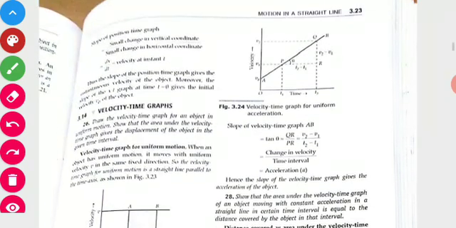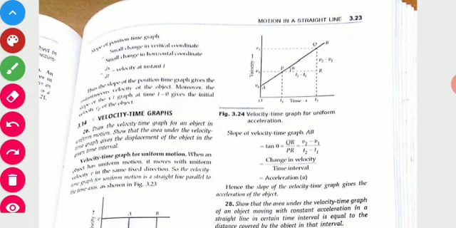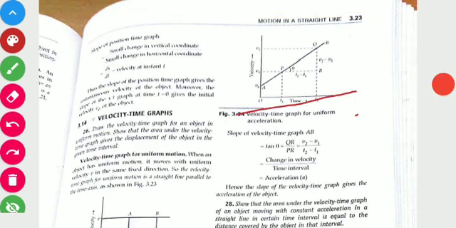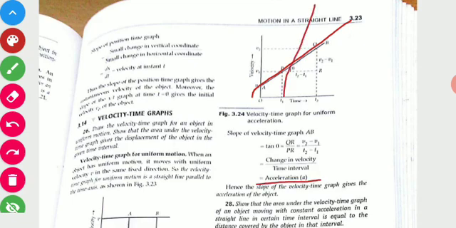As we discussed in the last video, if there is a straight line which is inclined, the slope of this line gives us acceleration. So the greater the slope, the greater the acceleration. There are two lines, A and B. Which has the greater slope? As we can see, the slope of B is more than A. So in which will the acceleration be greater? In B the acceleration will be greater.